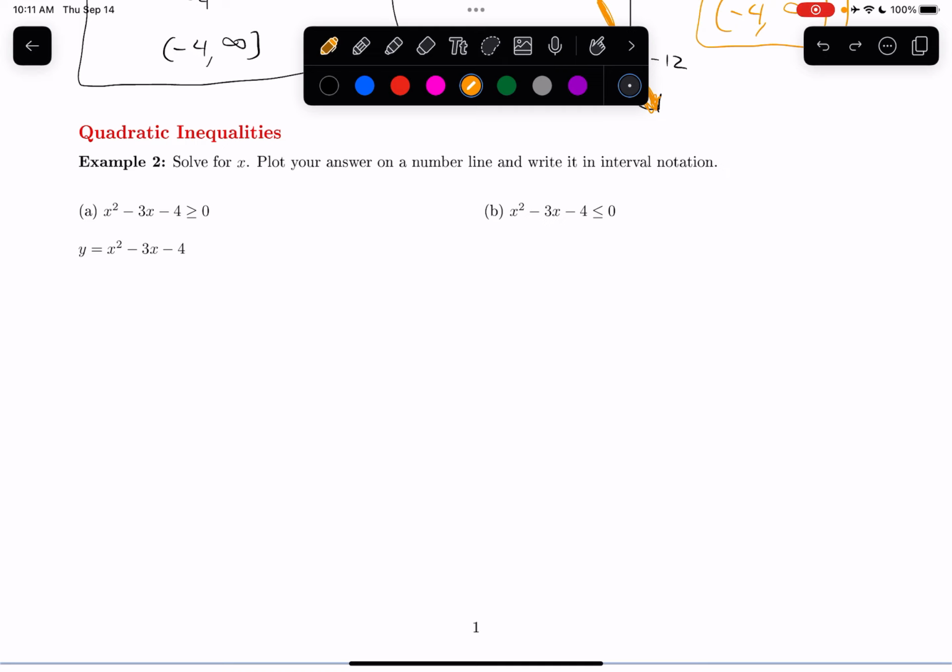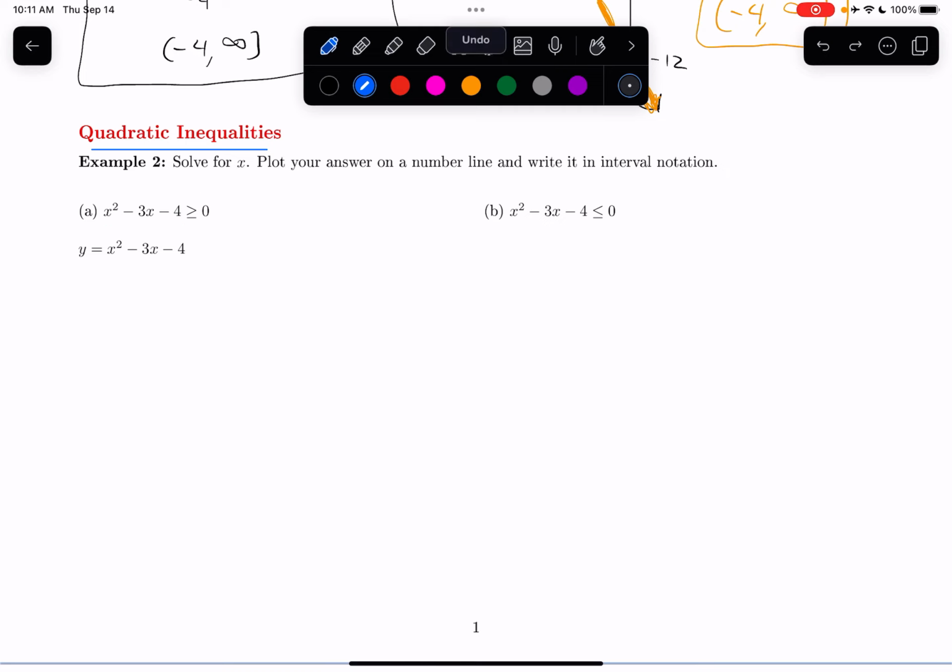In this video, we're continuing section 1.6 on inequalities, and we are going to go over how to solve quadratic inequalities. Okay, so I want to get right into an example. I want to solve for x, plot our answer on a number line, and then write it in interval notation. So part A, we have x squared minus 3x minus 4 is greater than or equal to 0.